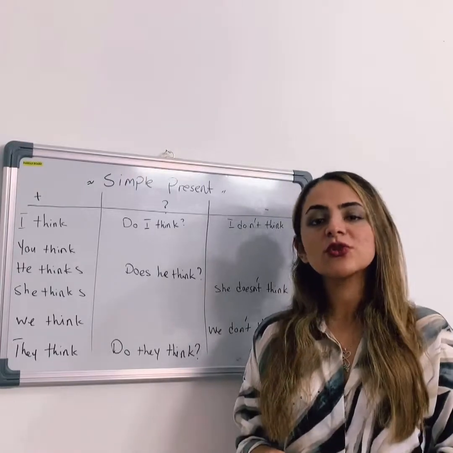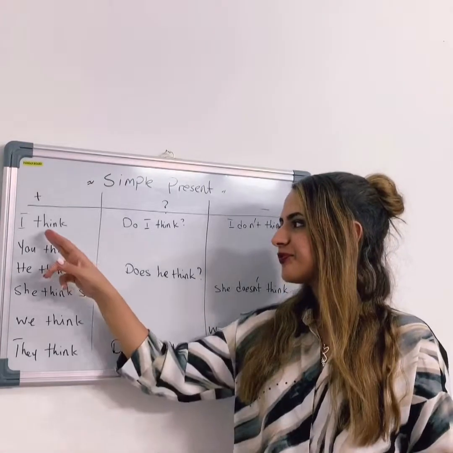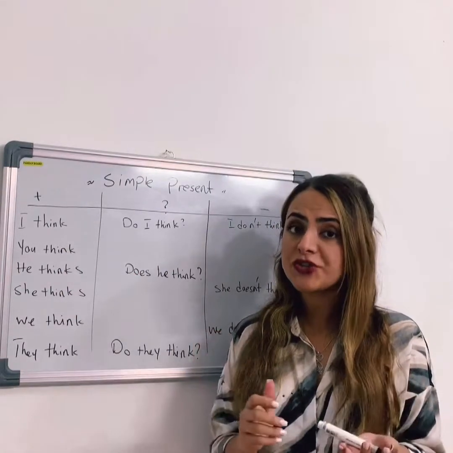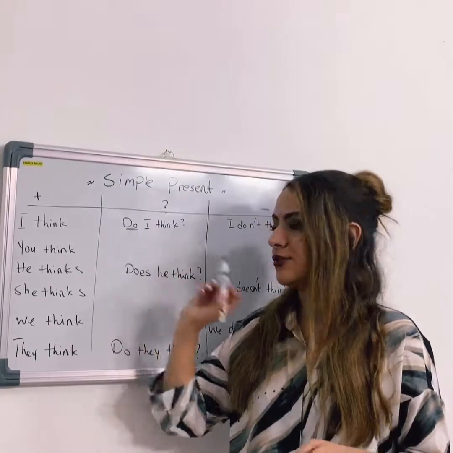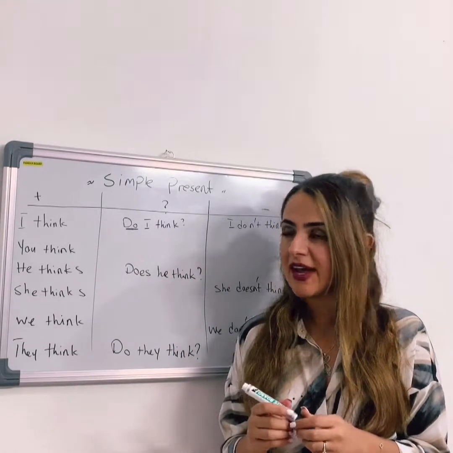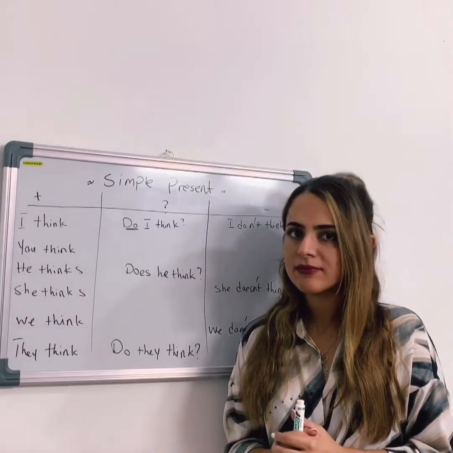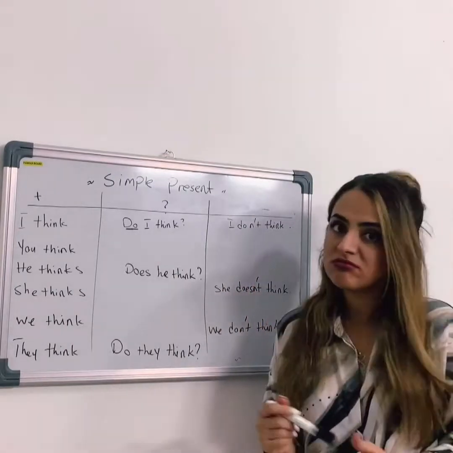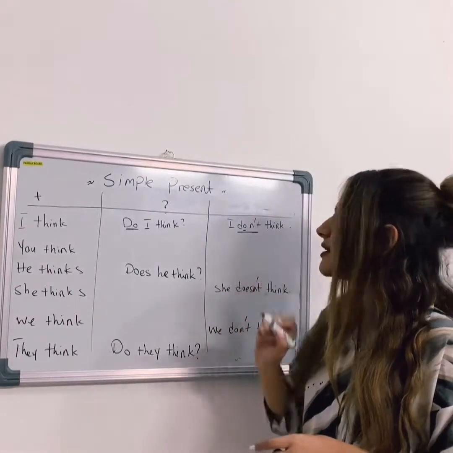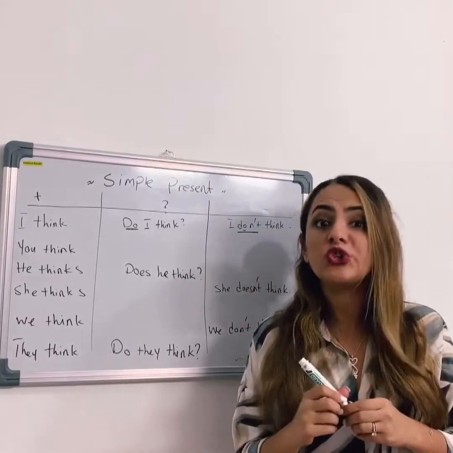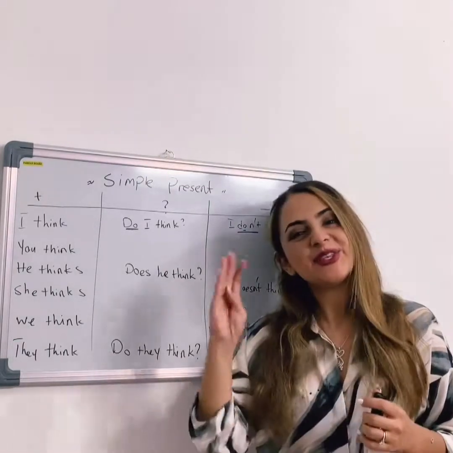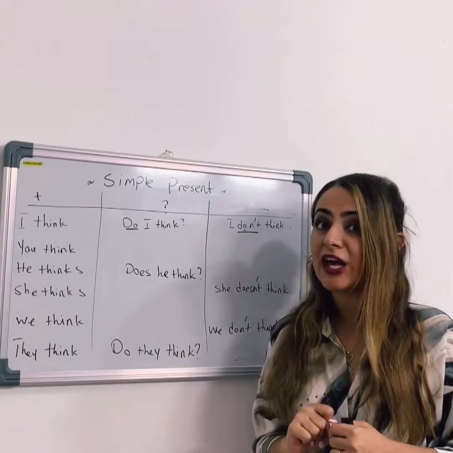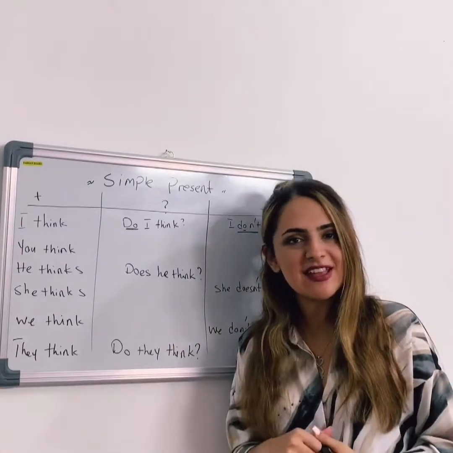So we are down to the structure. Now, I think. If I want to make a question out of it, I must use do. Okay, so do I think? I don't think. If I want to make it negative, I use don't. So I use do to make a question, and I use don't to make it negative.